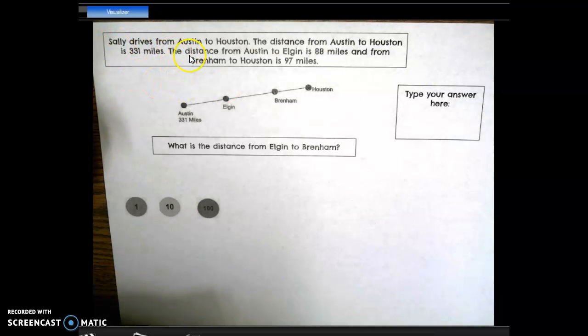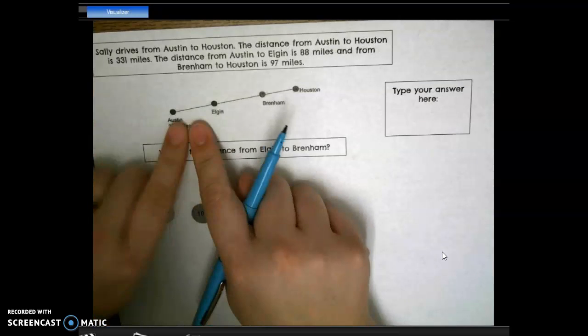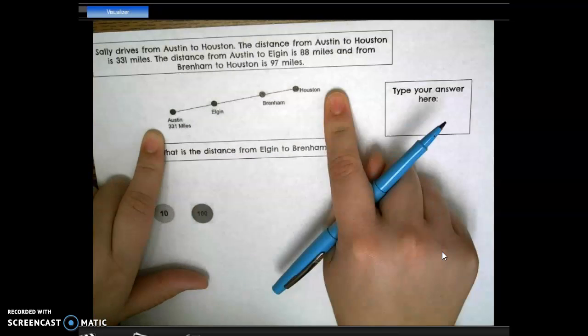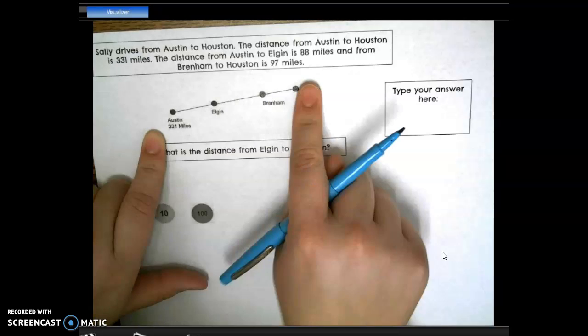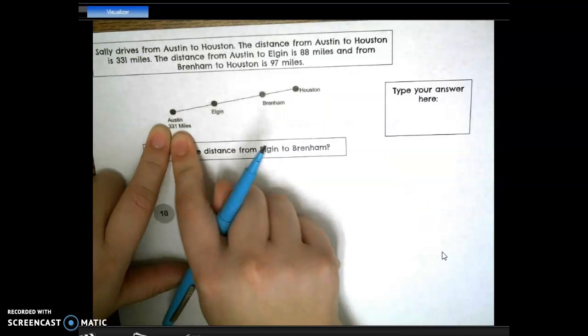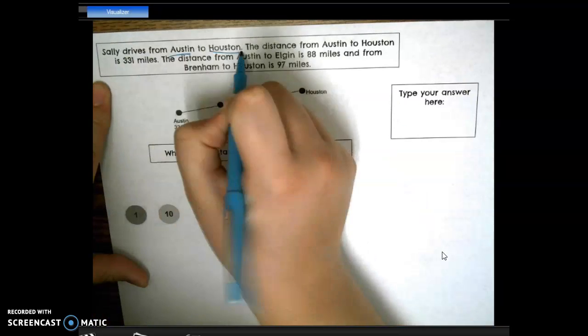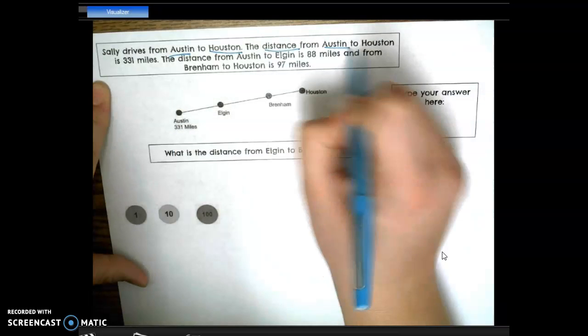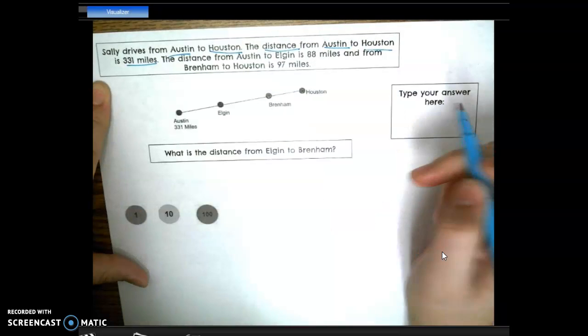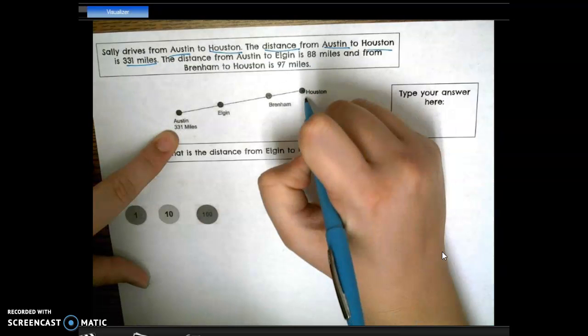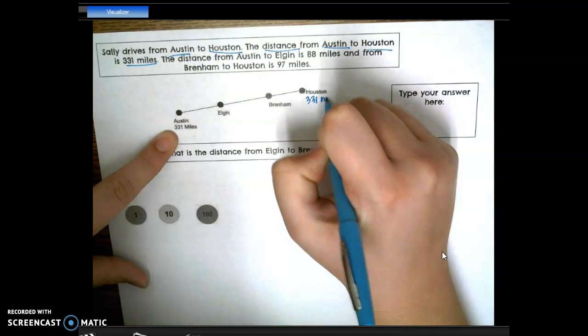Sally drives from Austin to Houston. The distance from Austin to Houston is 331 miles. The distance from Austin to Elgin is 88 miles. And from Brenham to Houston is 97 miles. So Sally drives from Austin all the way to Houston, and there are some stops in between. Okay, she drives from Austin to Houston. The distance from Austin to Houston is 331 miles.